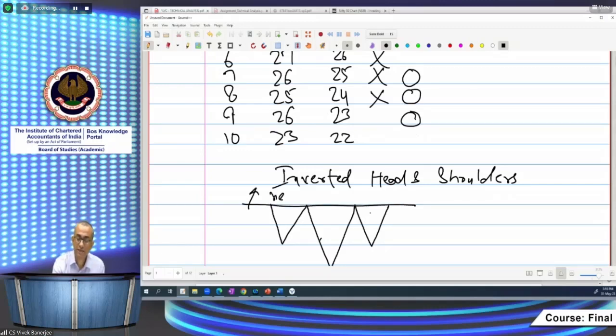This is the neckline. This is the shoulder. And this is the head. Whenever it breaches this neckline, it is giving a buy signal, a bullish signal. So this is what inverted head and shoulders is.